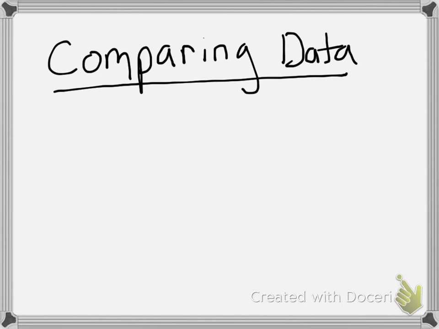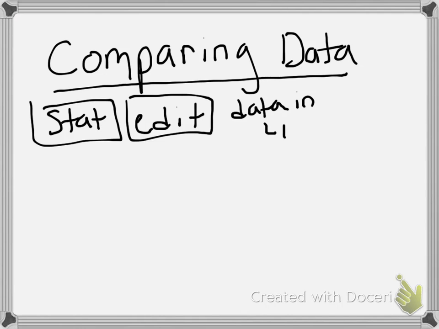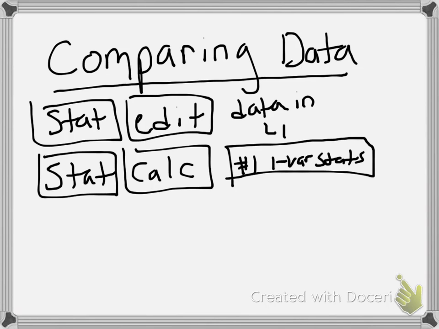Now when you go into one variable stats, what you'll do is you'll go into stat, calculate, or sorry, same thing I did yesterday, edit. I'm going to put it in there first. So we'll go into stat, edit, and we're going to put our data in L1, and then we'll go into stat, calculate, and it's number 1, which is the one variable stats. Okay, so one variable stats, which is again the first one.